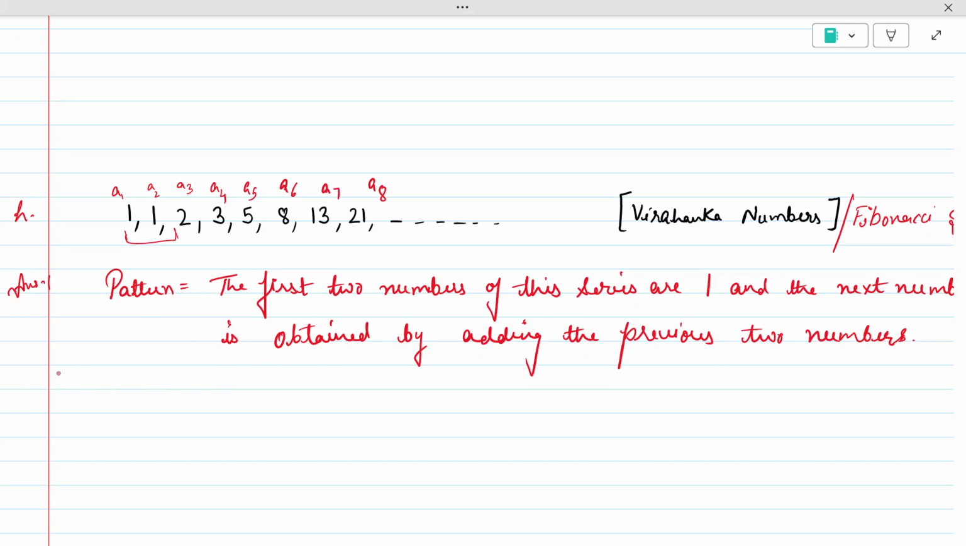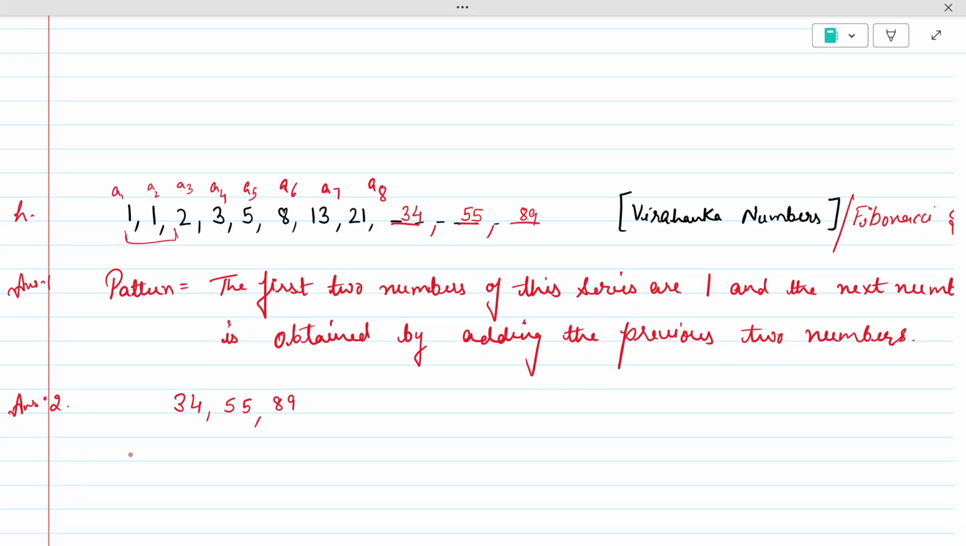So in this particular question, I am going to find out the next numbers here. 13 plus 21 will give me the next number, which is 3 plus 1, 4, 2 plus 1, 3, so 34 is the next number. Then 21 plus 34 is 55, the next number. Then 34 plus 55 is 89. So these three are the next three numbers of the Virahanka series.